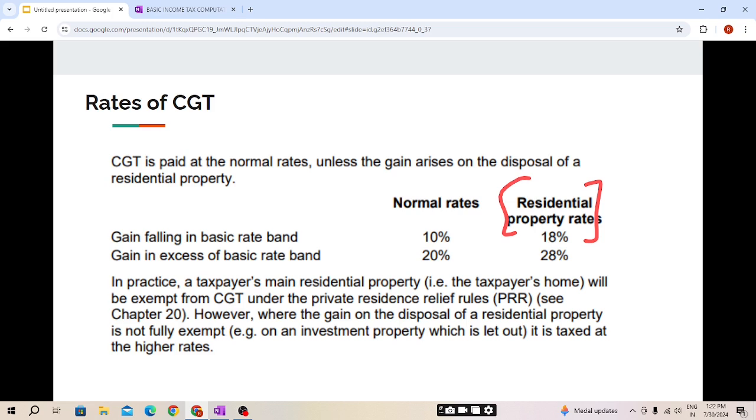The amount eligible for relief is exempt. The further amount which is not eligible for PRR, private residence relief, we will tax at 18 and 28%. But till now, you need to understand that residential property means investment property which is held out.